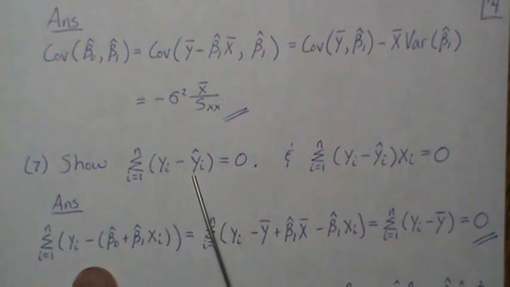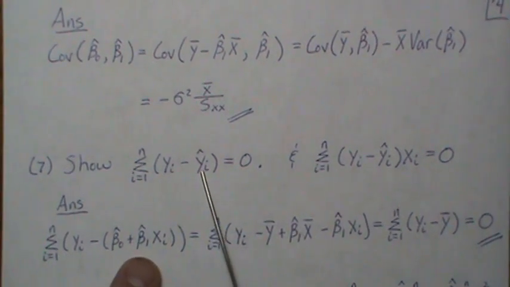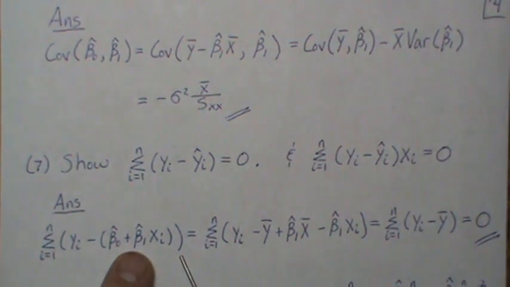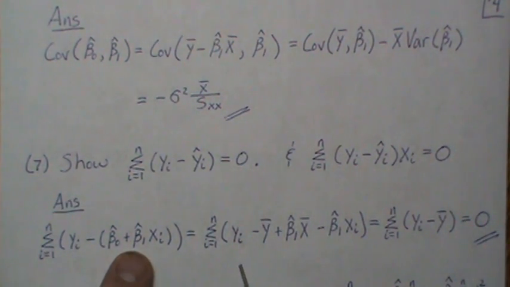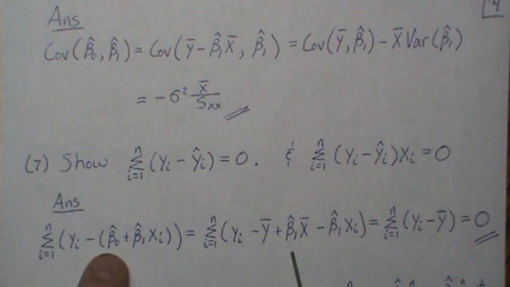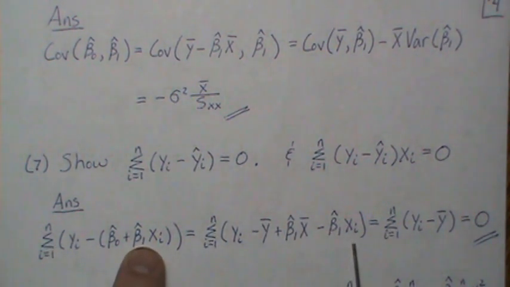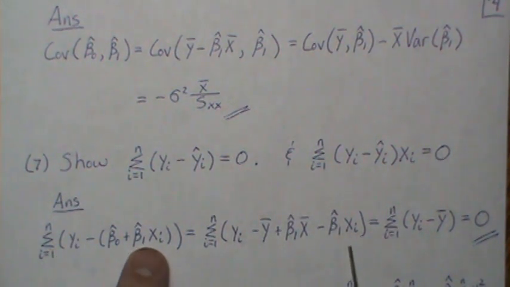So here, we plug in what we know for yi hat, which is this. So that's our fitted line. Then we plug in what we know about beta naught hat, which was y bar minus beta 1 hat x bar, but that minus kind of reverses that. And then here we get minus beta 1 hat x bar.